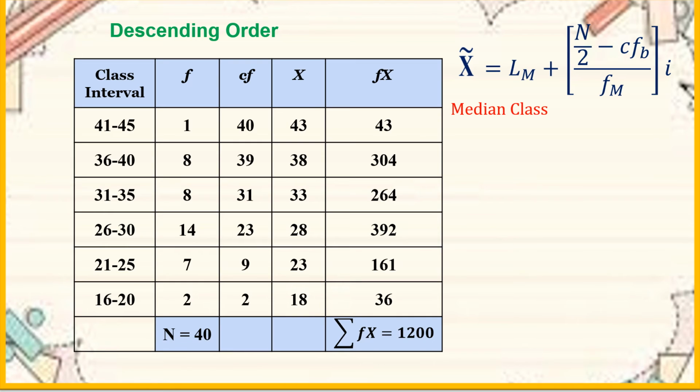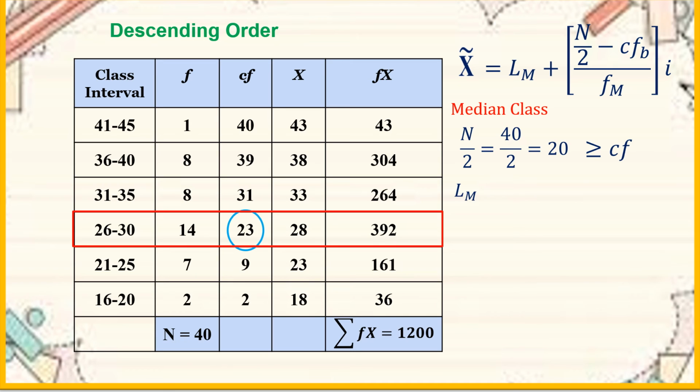To determine the median class, we shall have n over 2, which is equal to 40 over 2, which is equal to 20. From here, we are going to look into CF, and we will ask ourselves which is the first number greater than or equal to 20. From the CF, it is 23. So 23 is the first number greater than or equal to 20. From here, we can conclude that 26 to 30 is the median class.